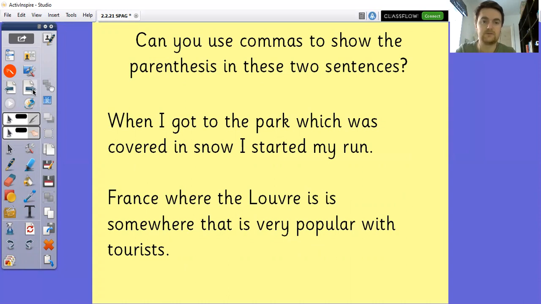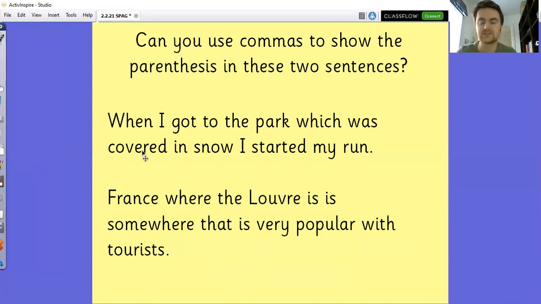Now, we also need to be a bit careful because commas are used for a bit more than just parenthesis. As we saw in our activities the first week that we were doing parenthesis, commas can be used for lists, to show a gap between two clauses, or for fronted adverbials. So we need to be very careful that we're using them correctly to show parenthesis, not just using commas correctly. So our two sentences here are: when I got to the park, which was covered in snow, I started my run. And France, where the Louvre is, is somewhere that is very popular with tourists.